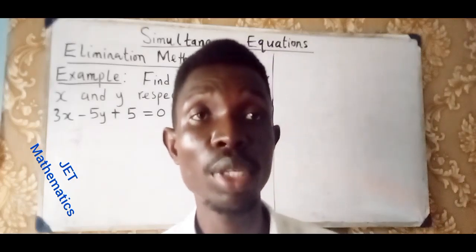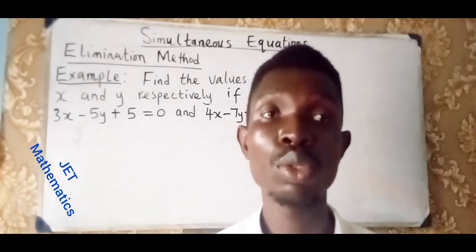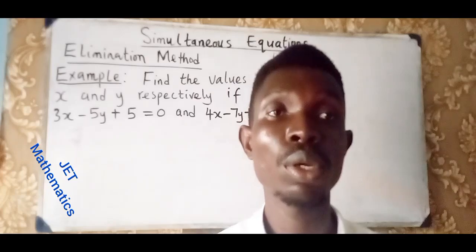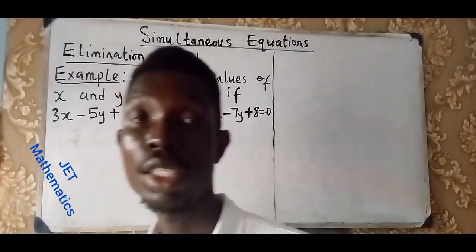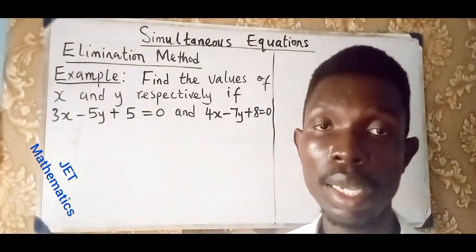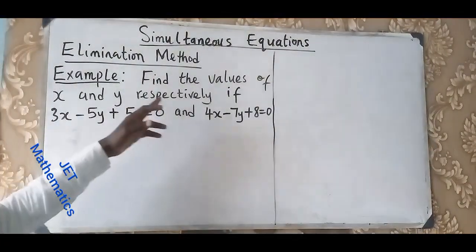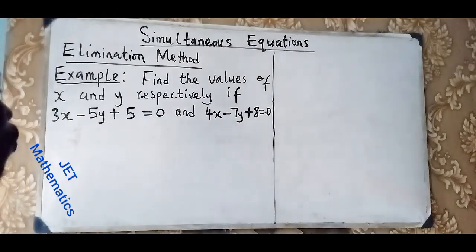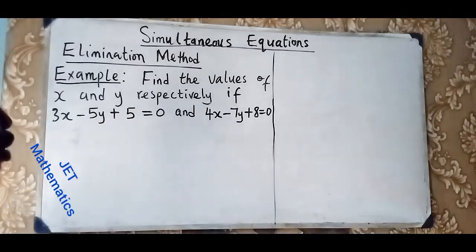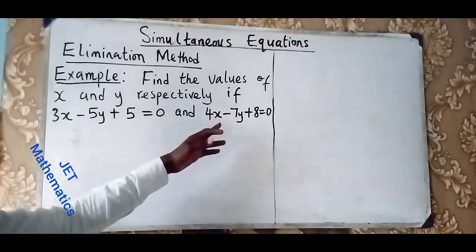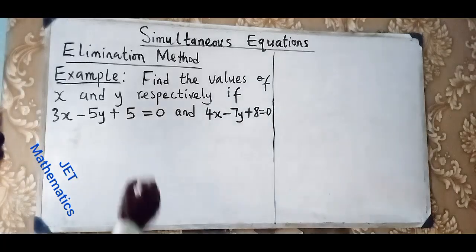But in this video today, we'll be using the elimination method to solve two equations with two unknowns. These equations are linear equations. We have on the board: find the values of x and y respectively if 3x minus 5y plus 5 is equal to 0 and 4x minus 7y plus 8 is equal to 0. Solution.